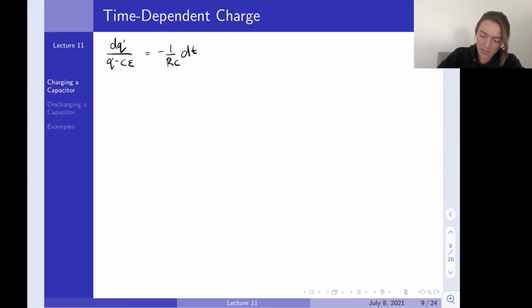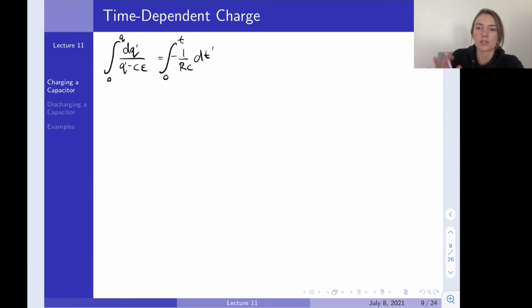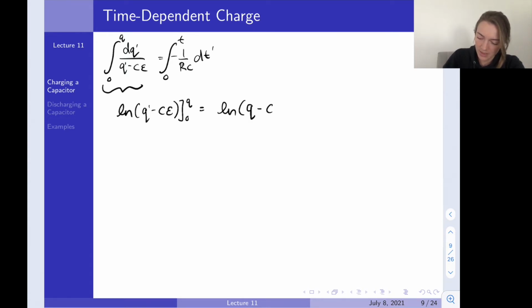Since I want to find a general term for Q of t, I'm going to integrate both sides from 0 to some random Q, and then from 0 to some random t. I put little primes on my variables of integration to distinguish them from some final Q and some final t I'm integrating to. So this term here, if you integrate, you get ln of Q minus CE, evaluated from 0 to Q. So this becomes ln of Q minus CE minus ln of negative CE. So I can rewrite this as ln of Q minus CE over negative CE.